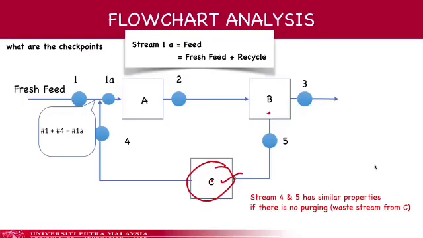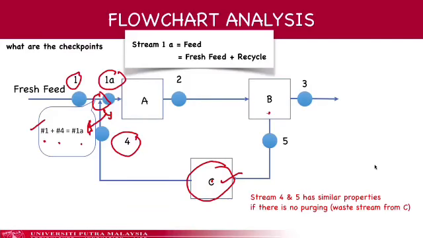When we want to do our material balance calculation, we can check what the checkpoints are for setting up the equations. For a non-reactive system, this is very simple. You have one mixing point that connects stream number 1, stream 1A, and stream number 4. So we can create a boundary analysis around this point, and we can write the mass balance equations represented by the mass flow rate of the compounds present in stream number 1, stream number 4, and stream number 1A.